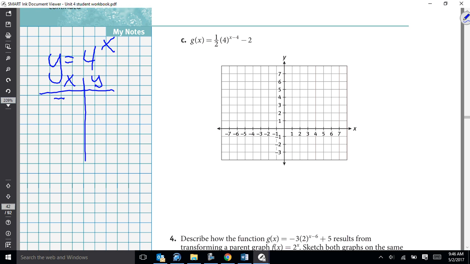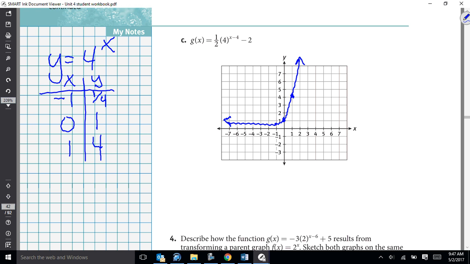So let's do -1, 0, and 1, and that should be enough to get the gist. So if we do 4 to the -1, what's that number? 1/4. 4 to the 0, 1. And then 4 to the 1. So we have our parent function sketched.